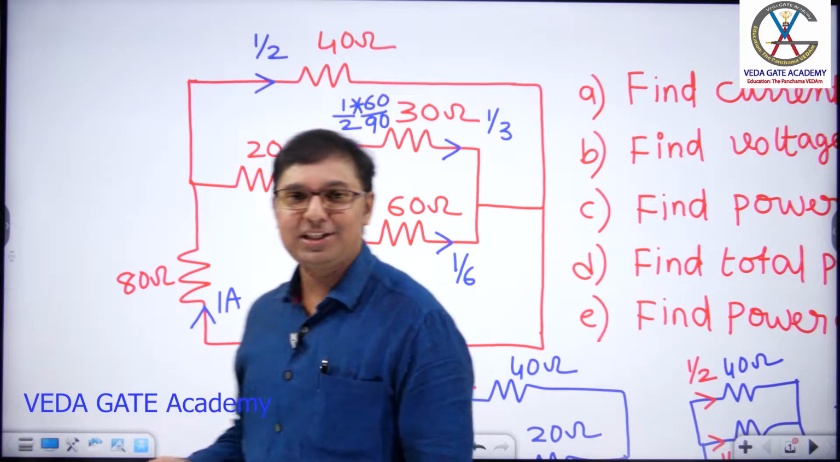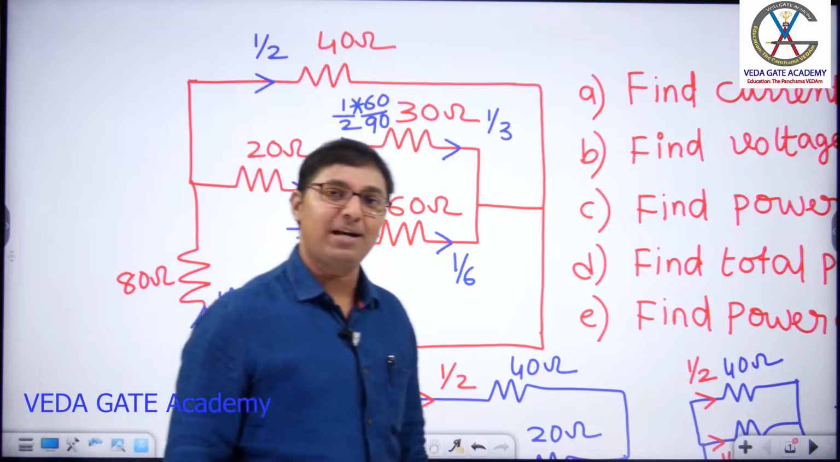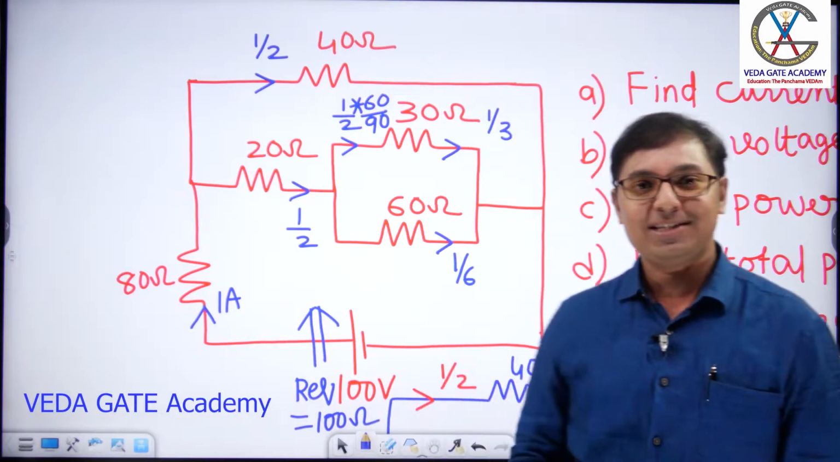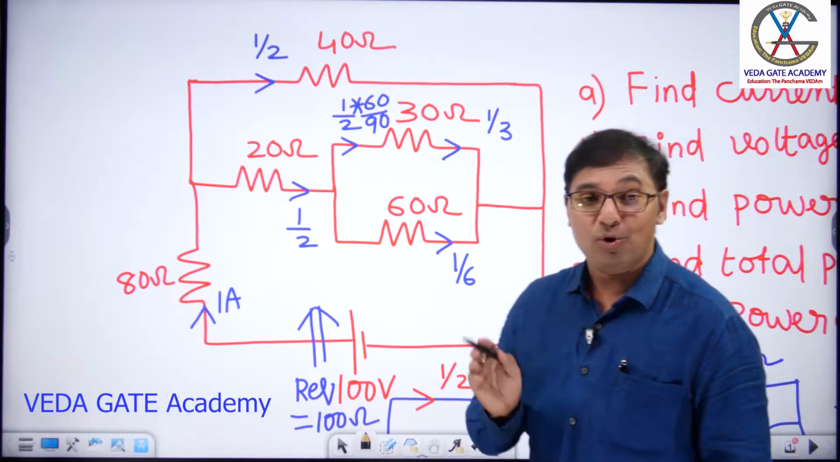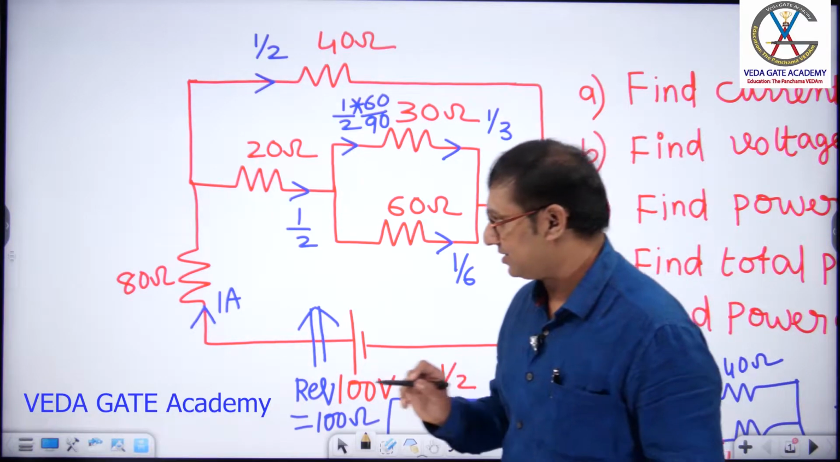Find current through each R. Yes, we have currents in all the branches now. What is the next question? Find voltage across each R.